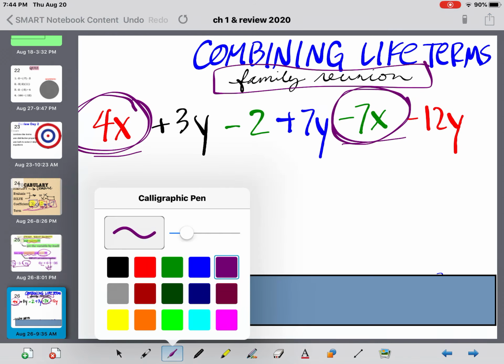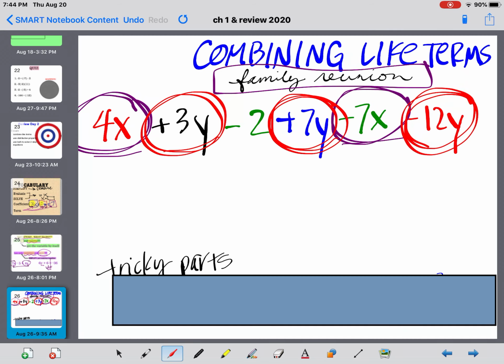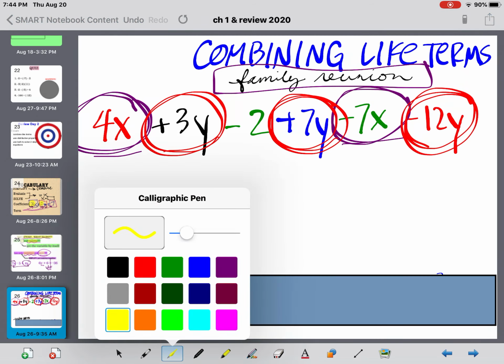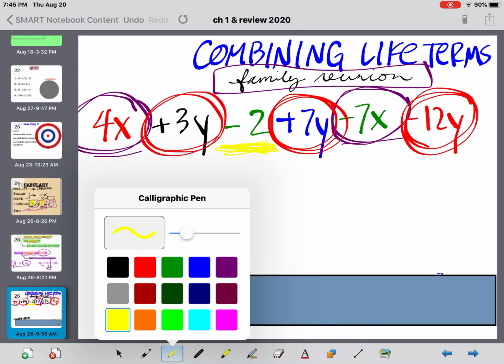If we look and see what else has the same last name, we have this guy here, 3y. Make sure you're keeping the sign that's in front of the number as well. And then if you notice, we have this guy right here. He has no last name, so he's just got one name. He doesn't have anybody he can go together with in this situation. So let's look and see what we can combine.